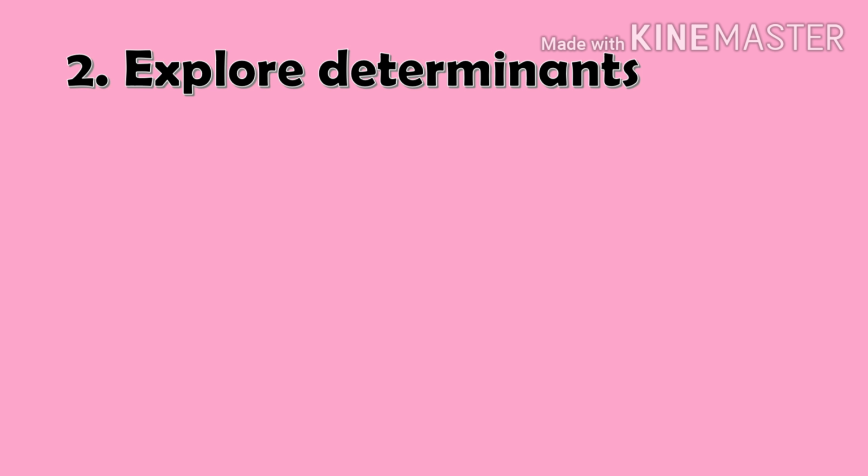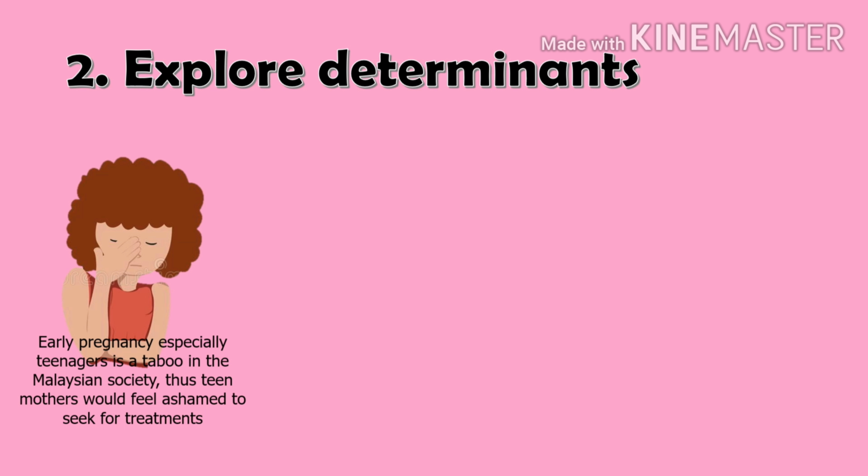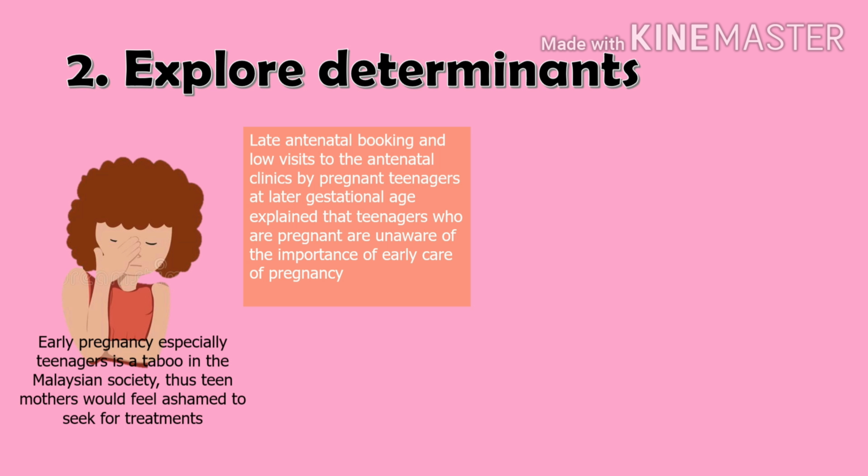The second step is explore determinants. In anemic pregnancy among teenagers, the determinant is that early pregnancy, especially among teenagers, is a taboo in Malaysian society, thus teen mothers would feel ashamed to seek treatment. Next, late antenatal booking and low visits to the antenatal clinics by pregnant teenagers at later gestational age show that pregnant teenagers are unaware of the importance of early care of pregnancy.